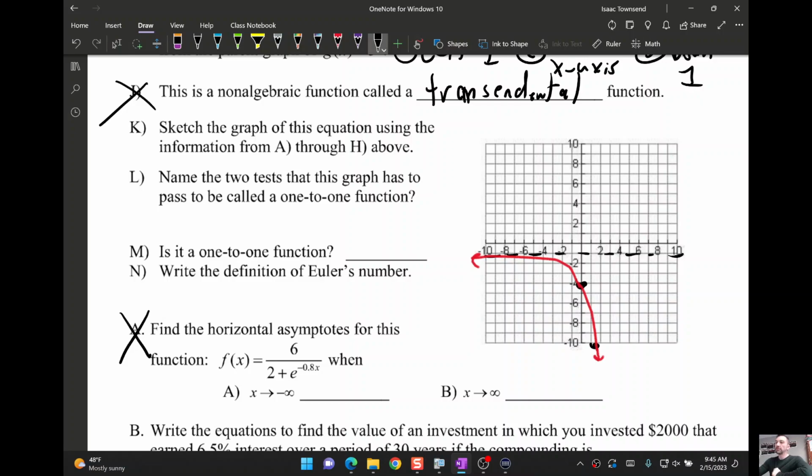Okay, we just talked about what it means to be one-to-one. It's got to pass the vertical line test and horizontal line test. Hopefully you remembered that for today's quiz. This does pass both of those. Even though this looks like horizontal, it is technically just a tiny bit going up all the time. So it is one-to-one.